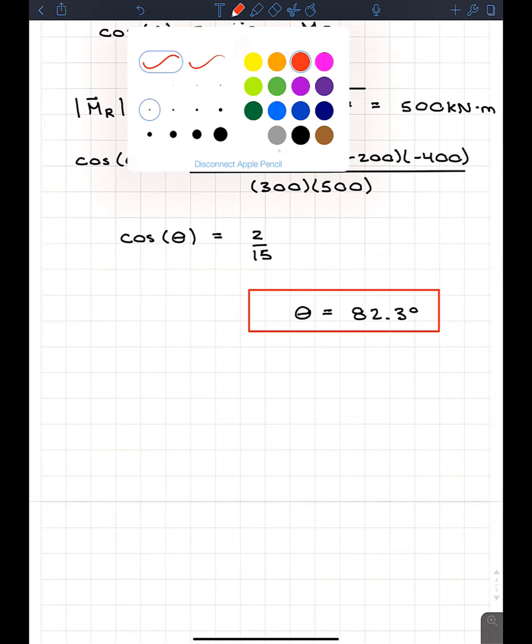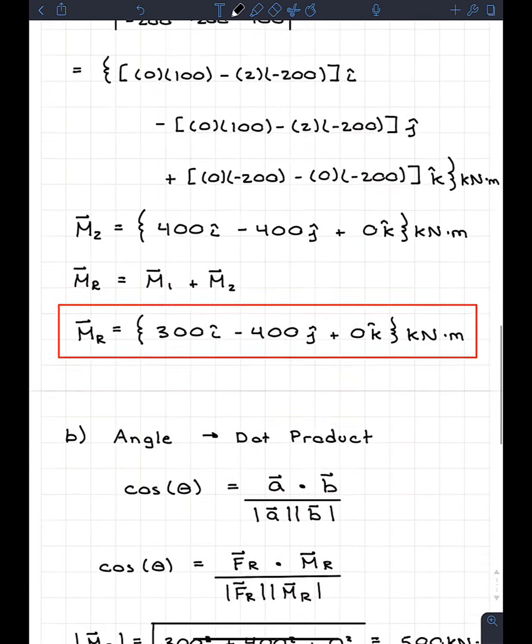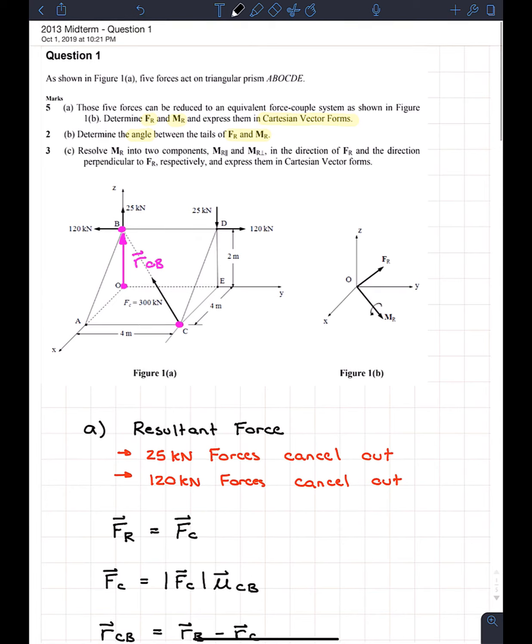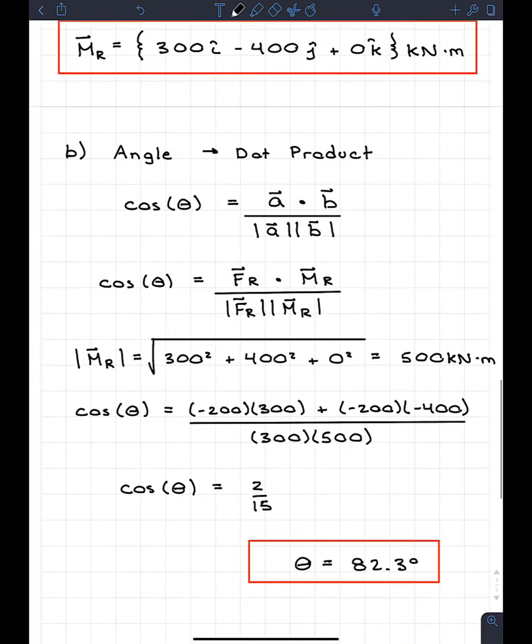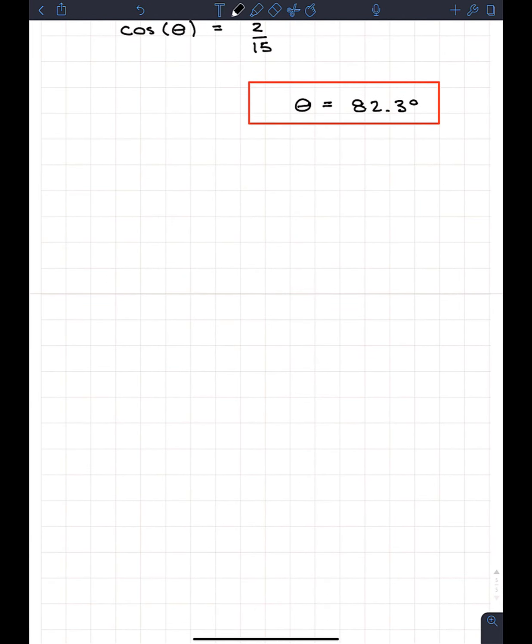So if we look up at B, the next thing is just to read the question thoroughly. So I'm just going to make sure. All it wants is to determine the angle between the two vectors. We did that. Perfect. Question 1B is done. It's worth 2 marks. So we can move on to question C.